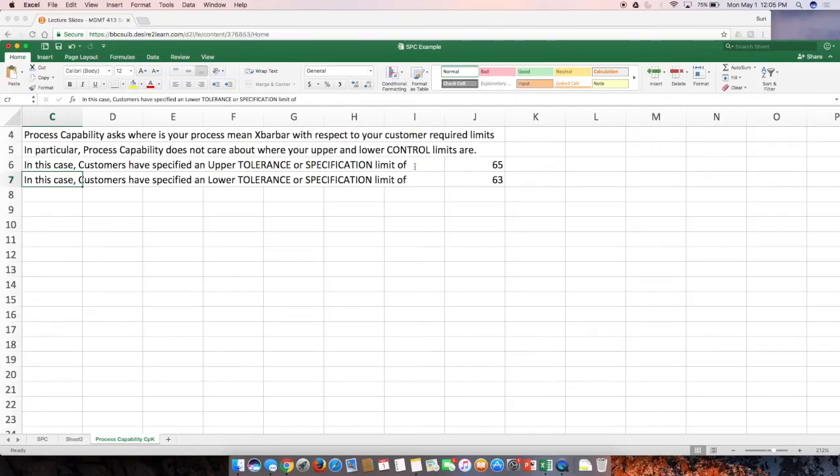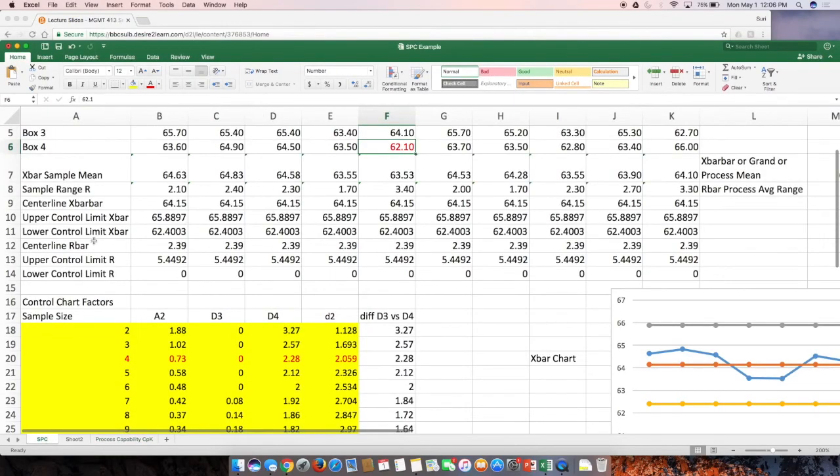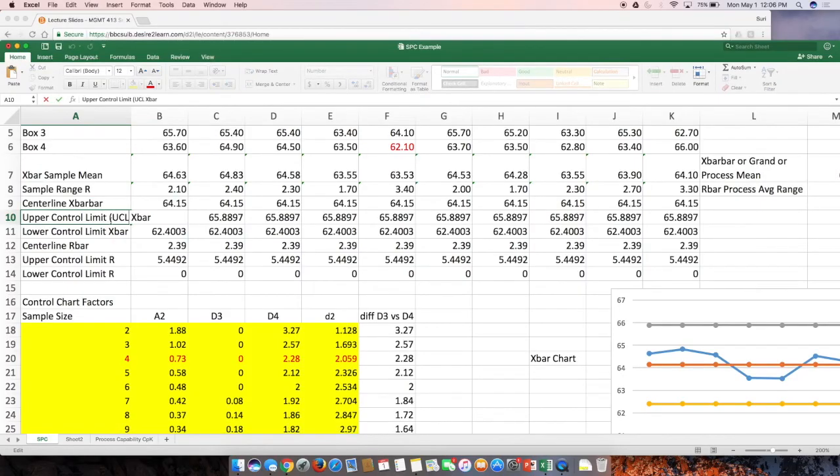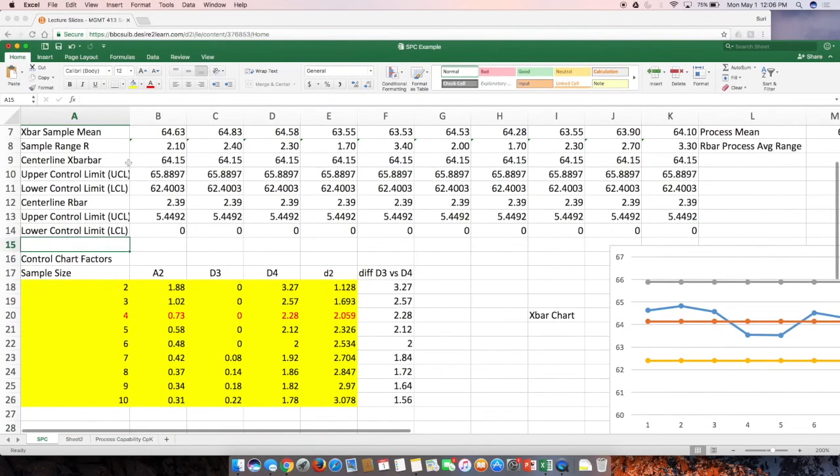So everybody good so far? UTL? Yeah, so let me specify that. Upper tolerance limit, and lower tolerance limit is LTL. Versus in the control charts, this is my UCL, LCL. This is my UCL of the range chart. And this is my LCL of the range chart.